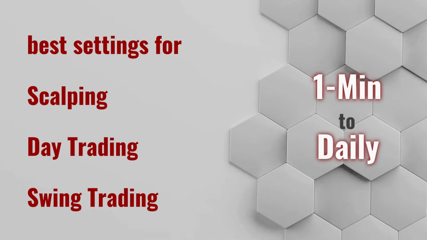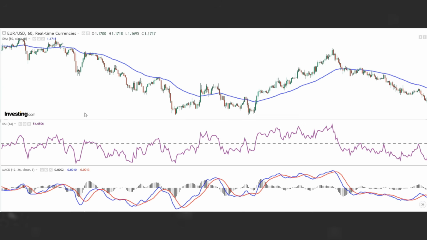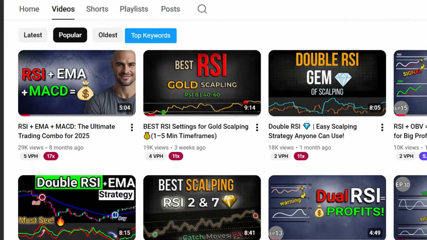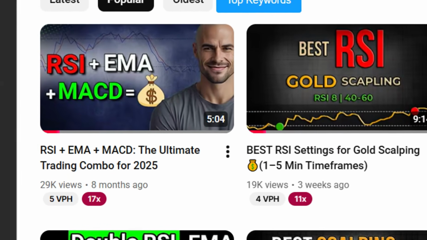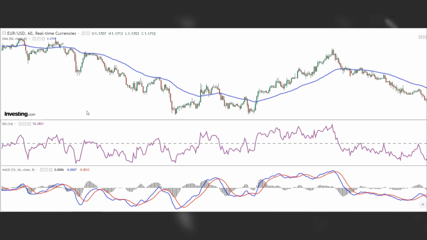So let's get started. Understanding the role of each indicator. Before we dive into settings, let's quickly review what each indicator does. Of course, we have a separate video about this combo strategy. You can find the link in the description. But for a quick reminder, let's talk about the role of each indicator in this strategy.